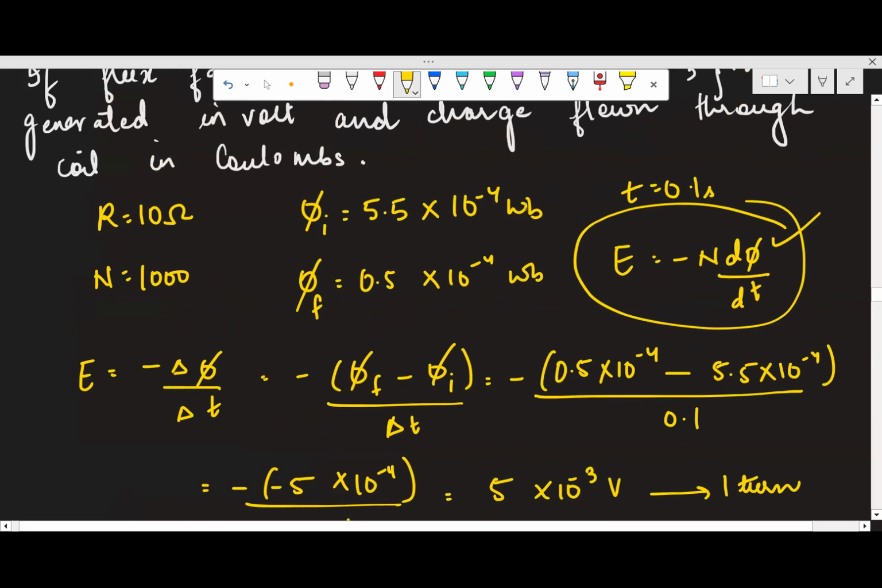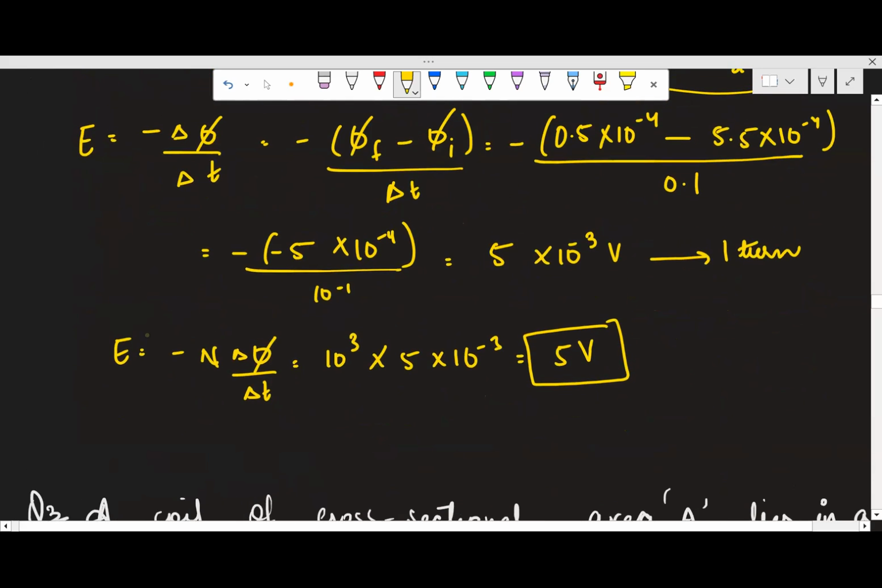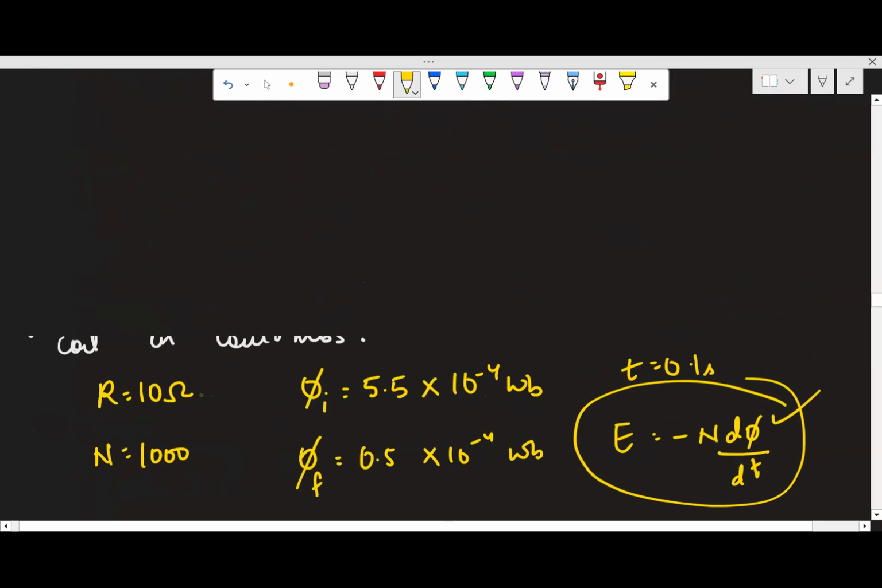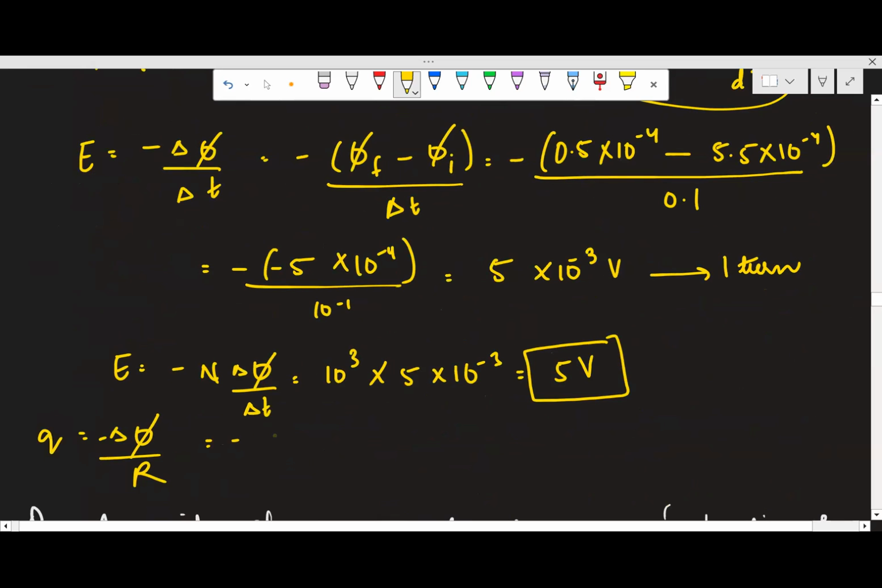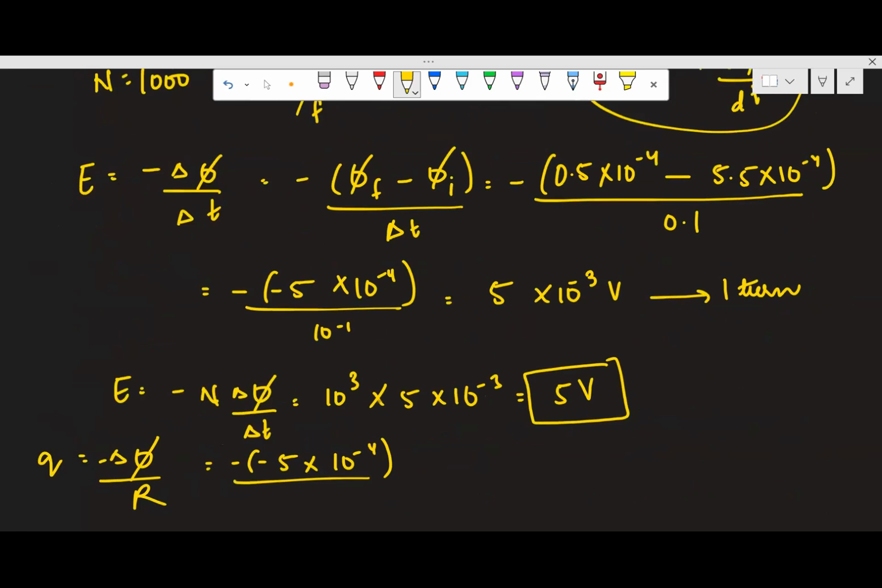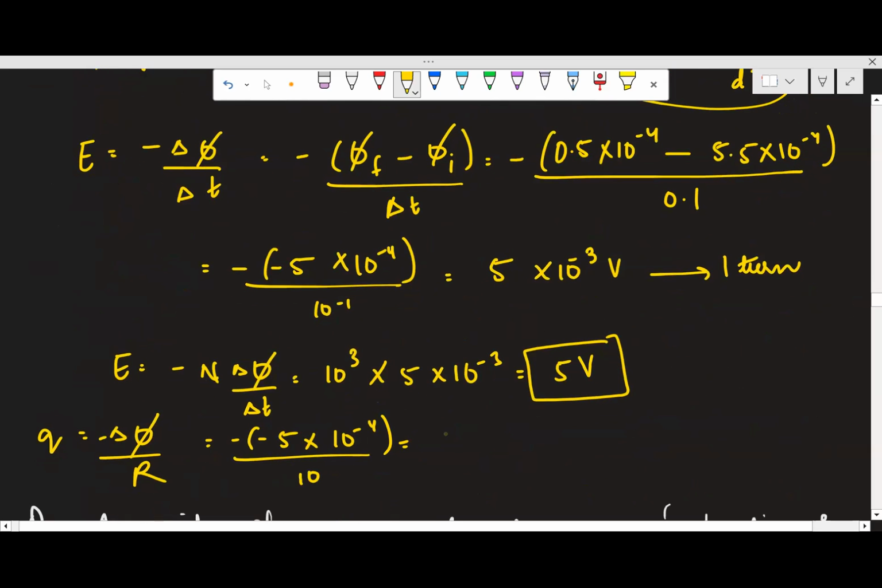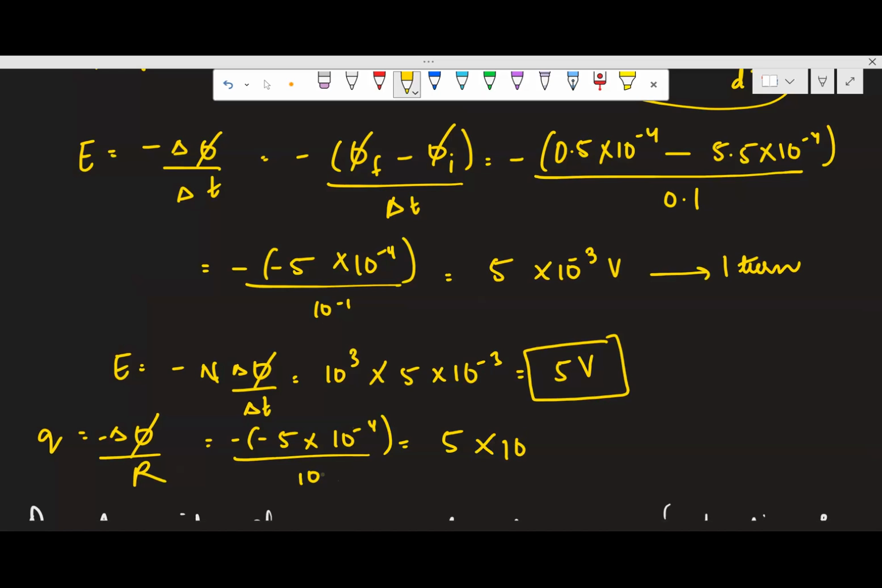And the second part said charge. Okay. See, the charge formula we've already seen. It's the change in the flux divided by resistance. See here, change in the flux by the resistance. So flux changes minus 5 into 10 to the power minus 4 divided by resistance, which is 10. This is 10. That becomes 5 into 10 to the power, this goes up, this is minus 1. So minus 5 coulomb. This is the charge. This formula we will use directly.